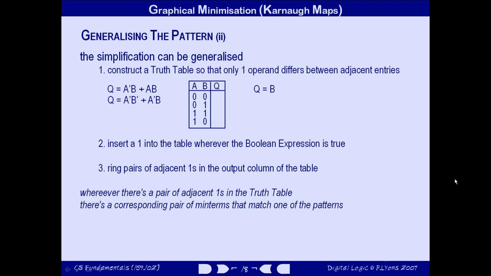So let's consider another Boolean expression. This time Q is equal to not A and not B, or not A and B. This time the ones are in the top two rows of the truth table. We ring them. Of course, it's hardly necessary in a simple case like this, but we'll see the benefit when we get on to more complex expressions. So we ring them, and then we look at the corresponding minterms. They show that Q is true when A is false, whether B is false or true. So the minimized expression for Q is not A.